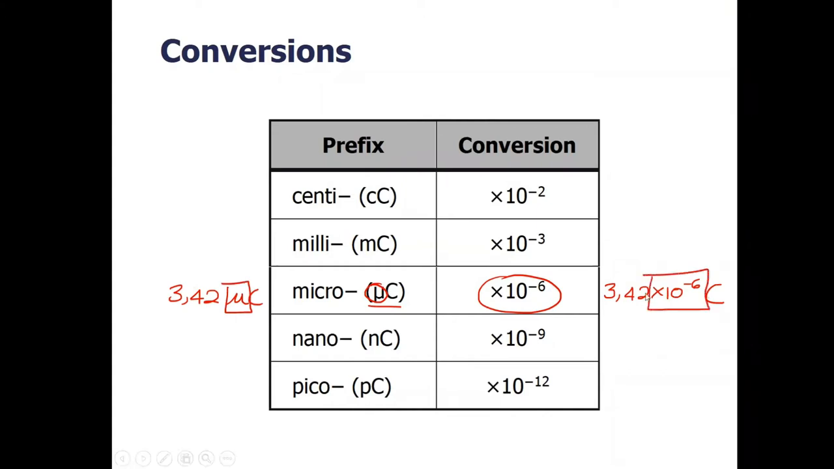The number stays the same. So very easy conversions, as long as you remember to study this table. If you don't, trouble. You must always substitute in values in coulombs. Okay, make sure you're always converting back to coulombs.